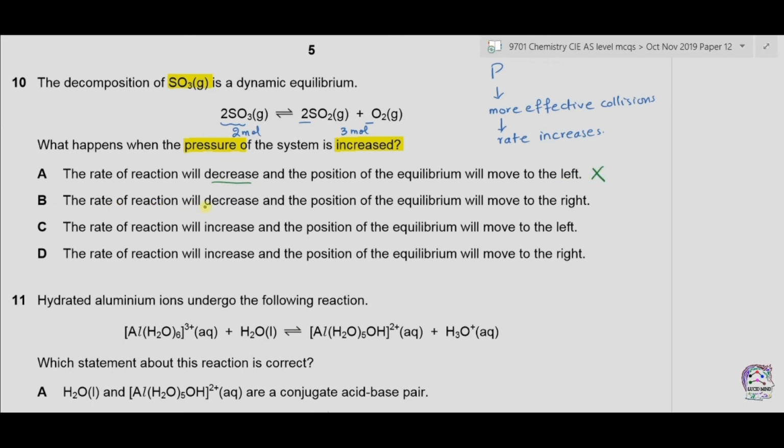In B, the rate of reaction will decrease. Again, this shows a decrease, so this is also incorrect. In C, the rate of reaction will increase. This is true. And the position of equilibrium will move to the left. As we know, it will move from more moles to fewer moles, which is to the left. So C seems correct. In D, the rate of reaction will increase and the position of equilibrium will move to the right. So this is incorrect. So the only correct option is C.